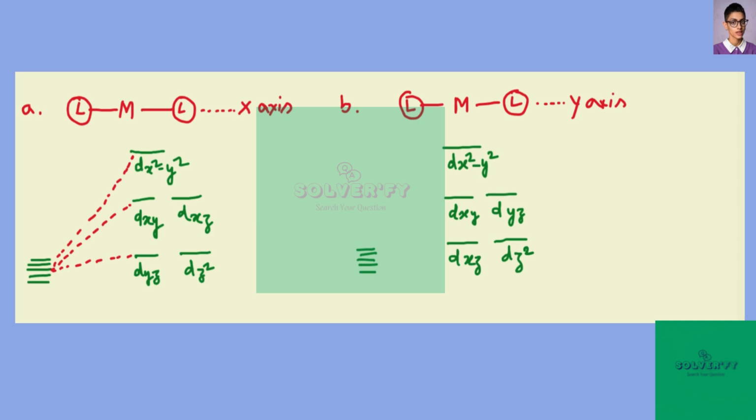And when it's a question of splitting of the orbitals, you can say the splitting takes place like this only. The highest is this one, after that it should be this one, and the lowest is this one. So this is the d orbital energy diagram for the linear complexes when the ligands are present on the x-axis and on the y-axis.